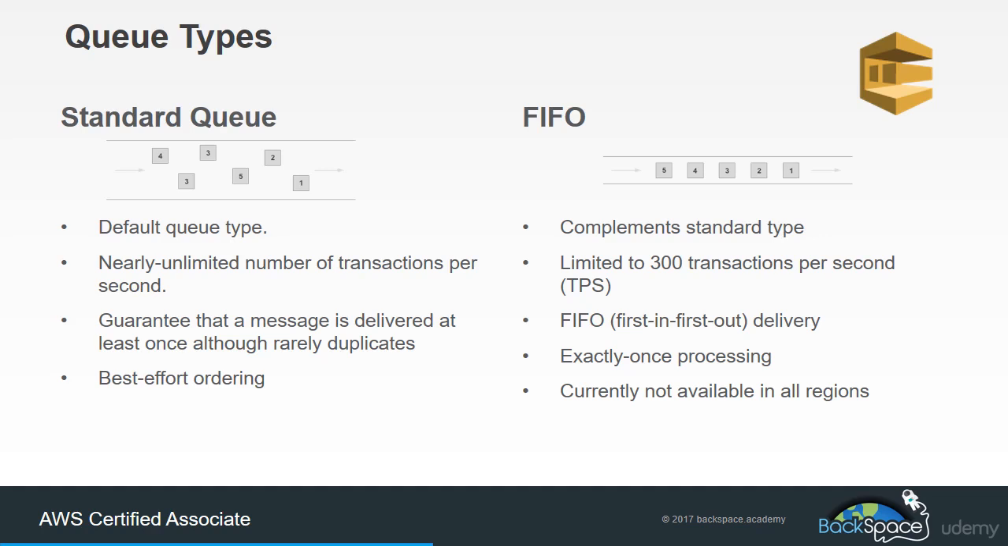Then we look at the first in, first out queue type. That complements the standard type and it's limited to 300 transactions per second. So it is slower than a standard queue type, but it provides first in, first out delivery of our messages, and it provides exactly once processing. One thing to be aware of, it's currently not available in all regions, so you need to check your region to make sure that FIFO queues are available.